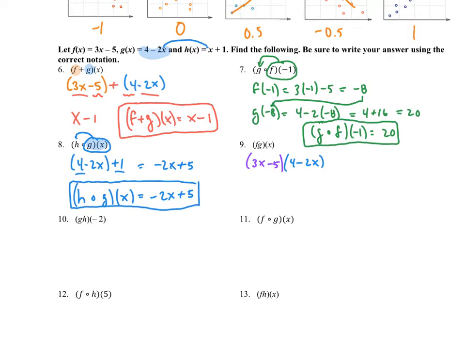Okay. And so a multiplication here is a distribution problem. So I'm going to distribute the 3x to the 4 and the 2x.